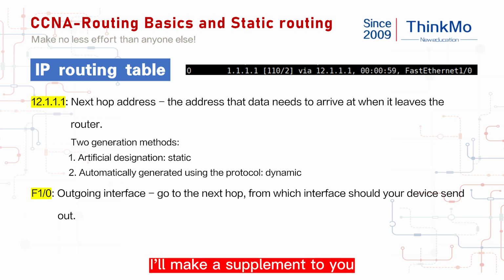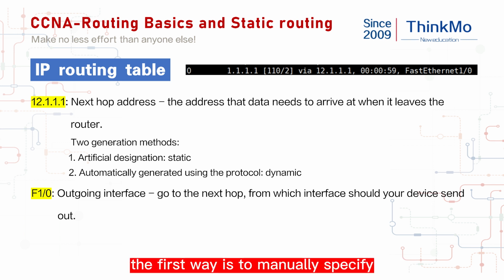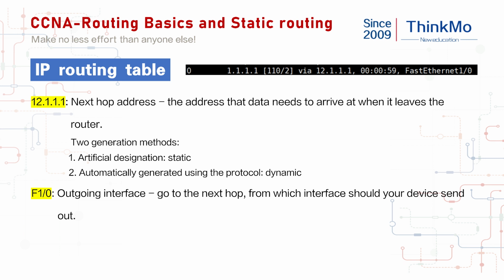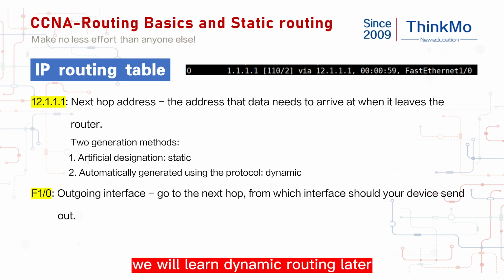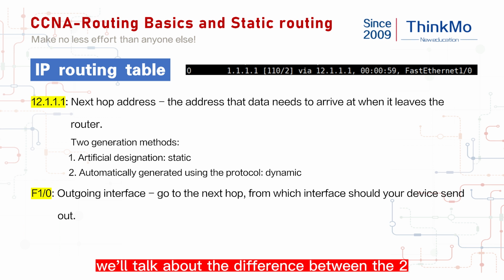I'll make a supplement. There are two ways to form the next hop address. The first way is to manually specify. This method is called static routing. We will learn dynamic routing later. That is, we can use a protocol to automatically generate the next hop. This is called dynamic. We'll talk about the difference between the two.